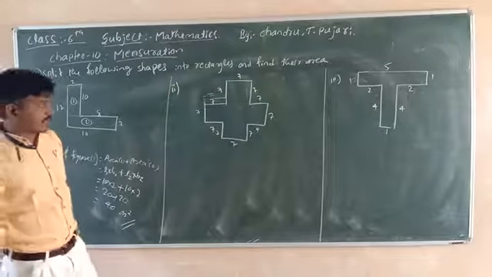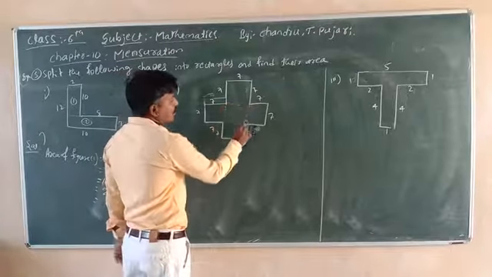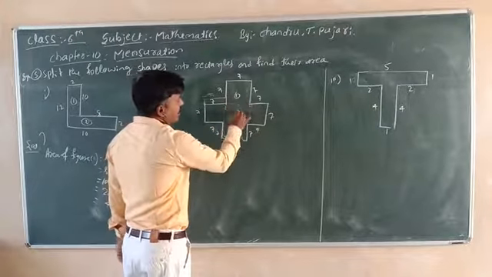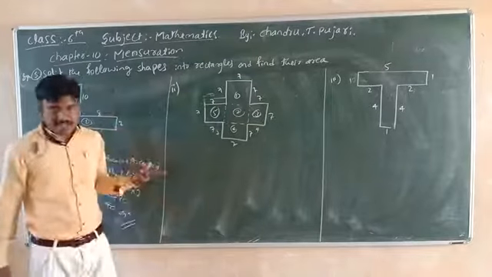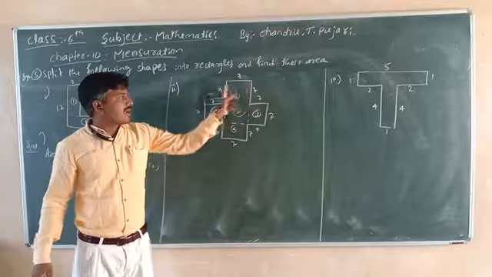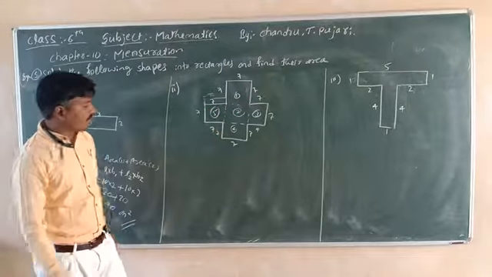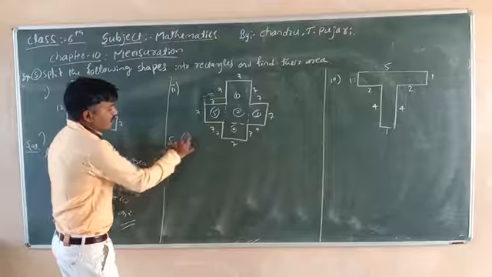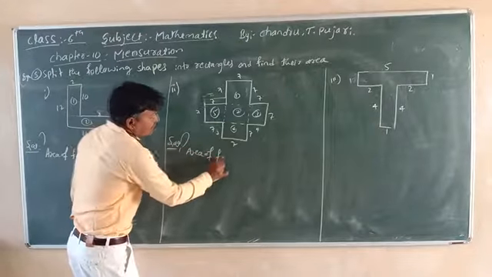In the second figure, all are squares. Rearrange the squares: first, second, third, fourth, fifth. All of them are squares, and each side is 7. Therefore, the solution: area of figure 2.